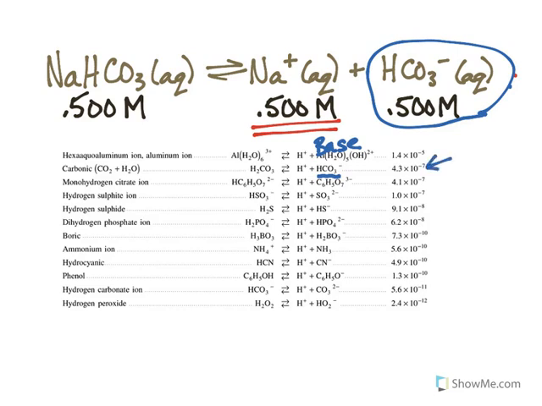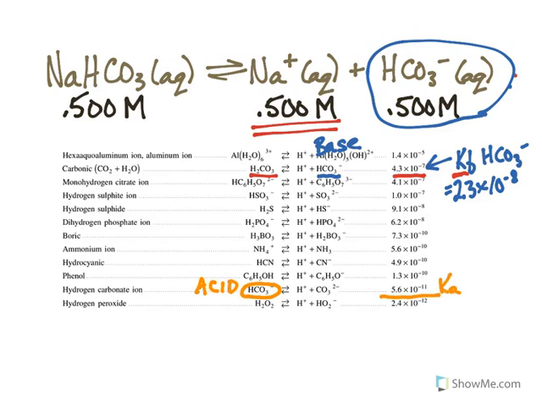So we can use that value to calculate the Kb value for the bicarbonate ion, and we will determine it to be 2.3 times 10 to the negative 8. Remembering that we calculated this value by taking the K value for water, 1 times 10 to the minus 14, and dividing by the K value for its conjugate acid. We also see bicarbonate later in the table shown as an acid, and its Ka value is given here.